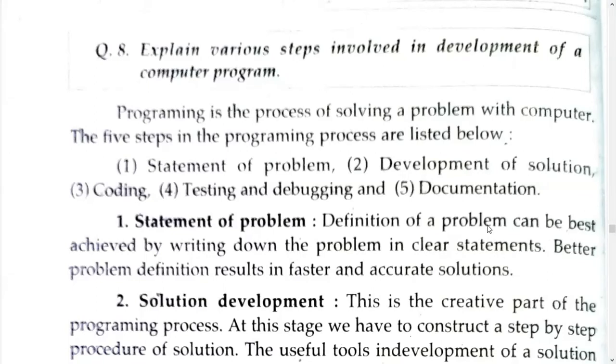The next question in the first unit of programming is exploring various steps involved in development of a computer program. So what are the various steps in a computer program? A computer program is a step-by-step instruction to execute a task. Okay, these details we have discussed in an earlier session, and here particularly the steps in development of a program are: statement of the problem, development of the solution, coding, testing and debugging, and documentation.